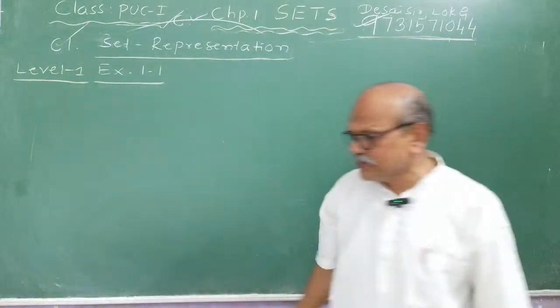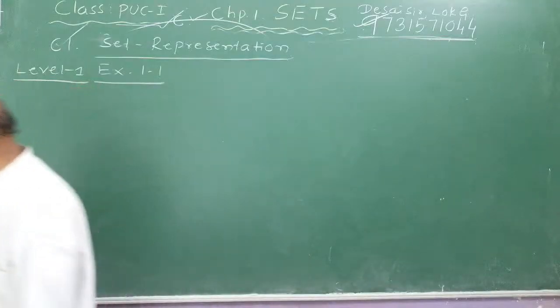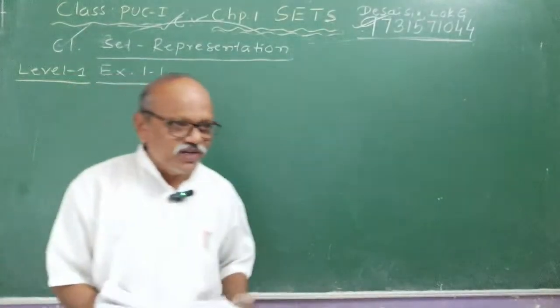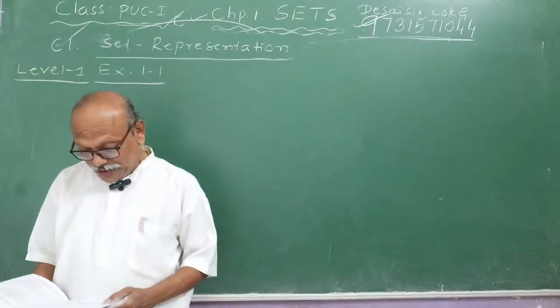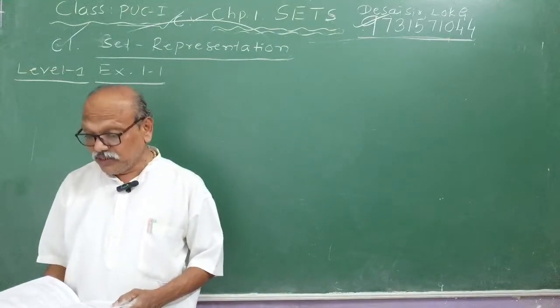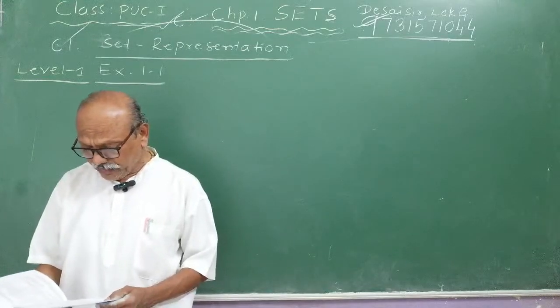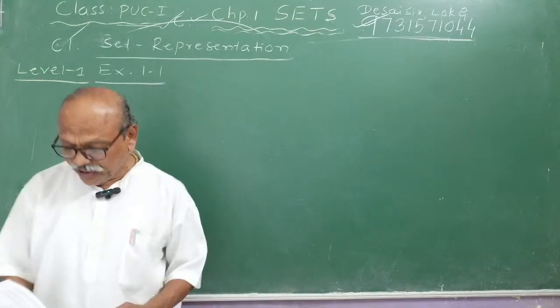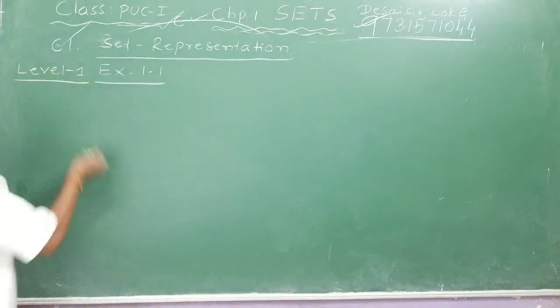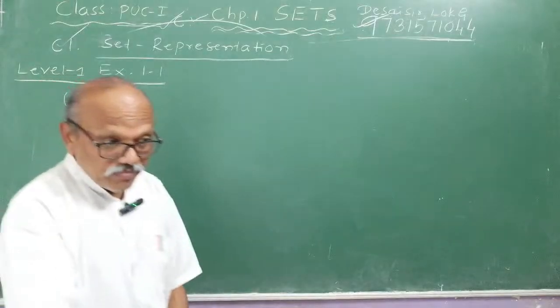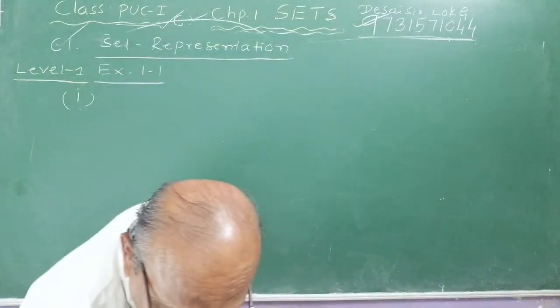Now I will start asking you questions from the textbook, dear students. You try to answer now. I will read out the first question. You can also answer, all of you. Which of the following are sets? Justify your answer. First question. The collection of all months of a year beginning with the letter J. Exercise 1.1. Open the textbook.